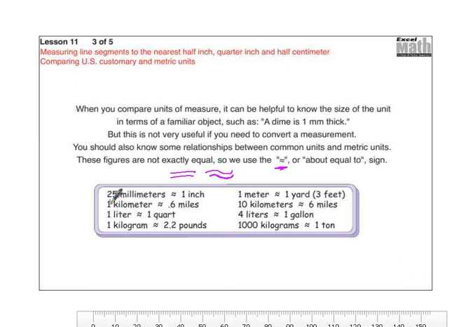So 25 millimeters is about 1 inch. 1 kilometer is approximately 0.6 miles, a little bit over 1/2 of a mile for a kilometer. 1 liter is about a quart. 1 kilogram is approximately 2.2 pounds. So a kilogram weighs quite a bit more than a pound does, you can see, over 2 pounds. And 1 meter is about 3 yards, or 3 feet. 10 kilometers is about 6 miles. 4 liters is about 1 gallon. And 1,000 kilograms is about a ton.